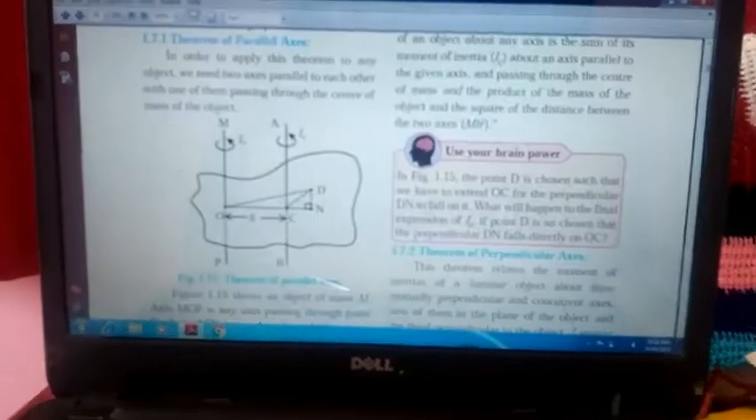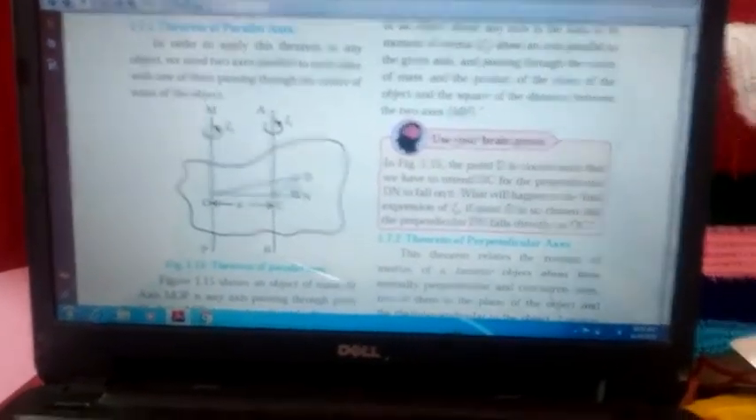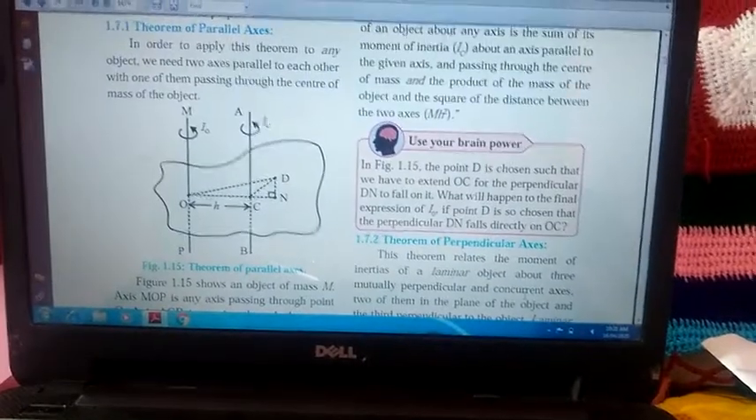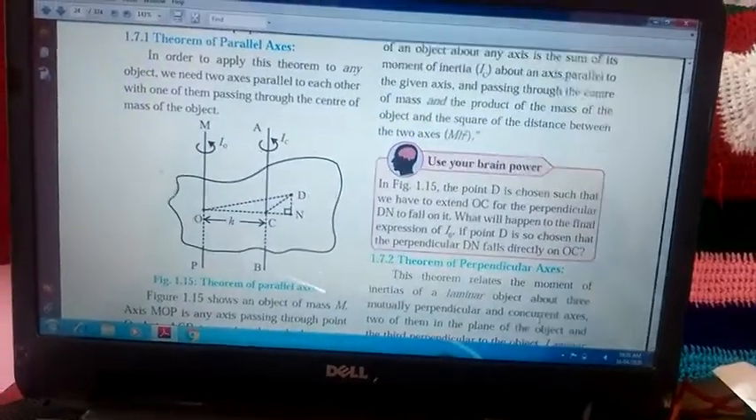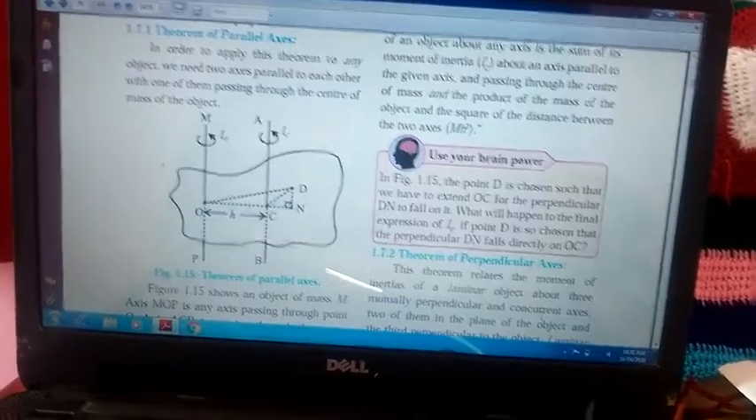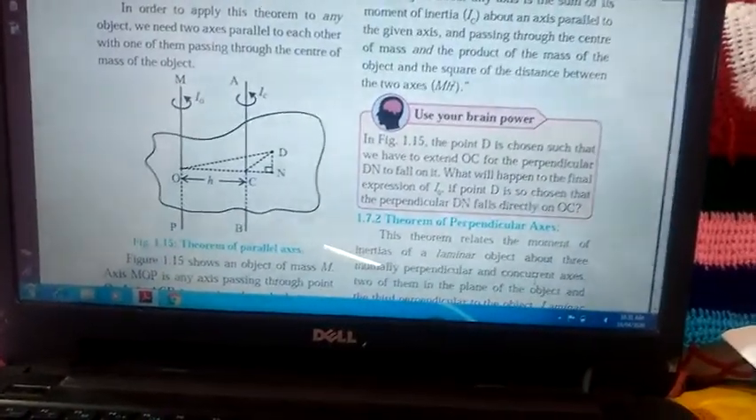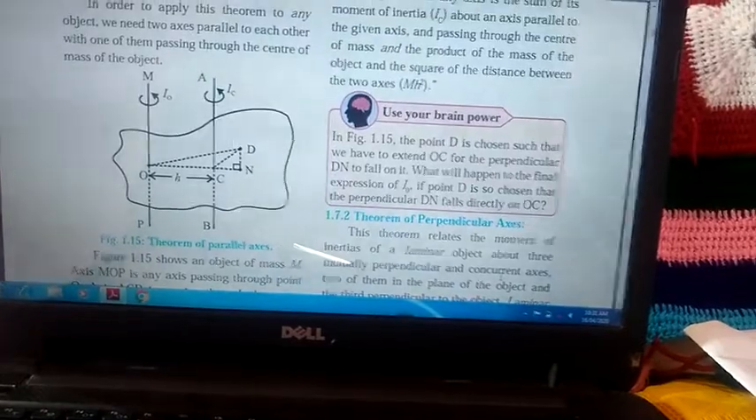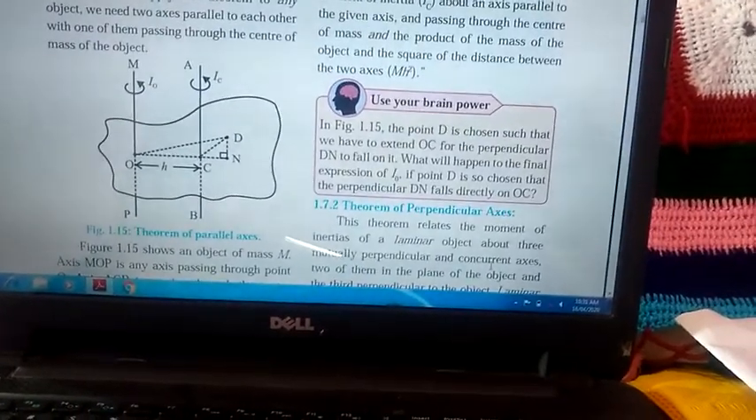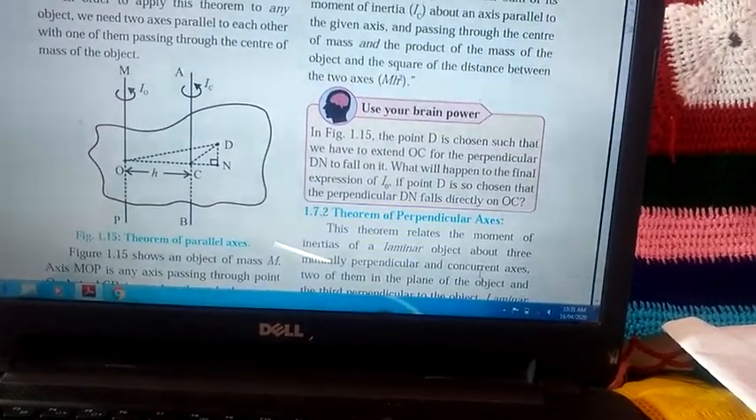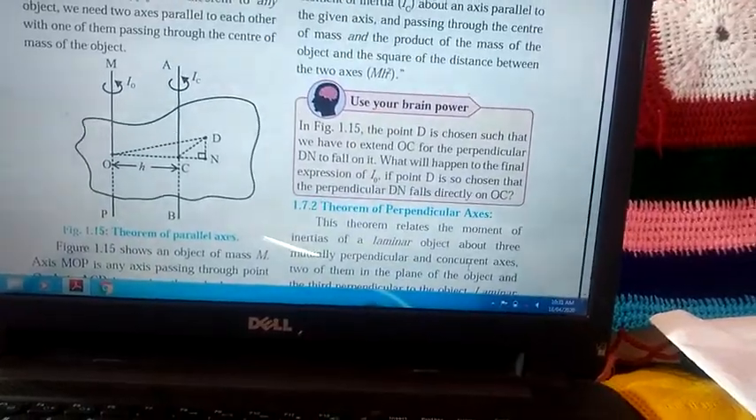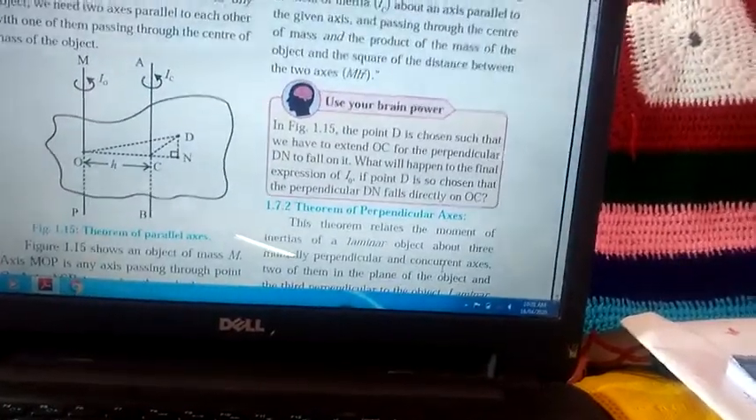Hello students. So today's topic is the theorem of parallel axis. Basically, before going on to the statement, we'll first derive the equation for that theorem. Once you derive the equation, understanding the statement becomes easier. From the equation itself, you can make out the statement.